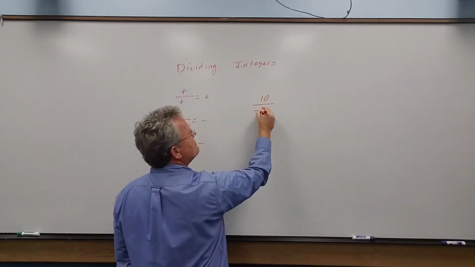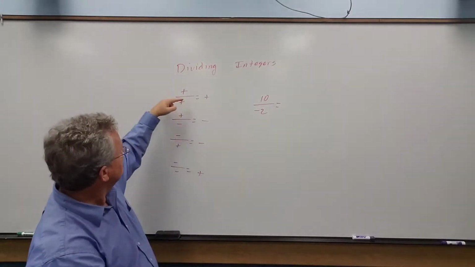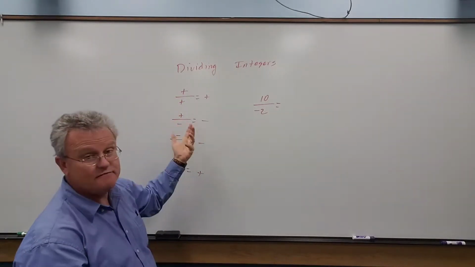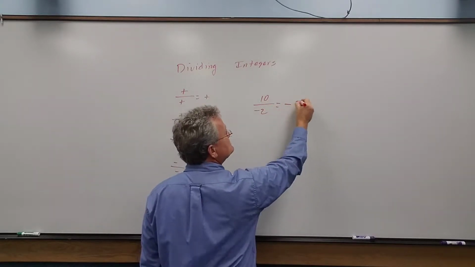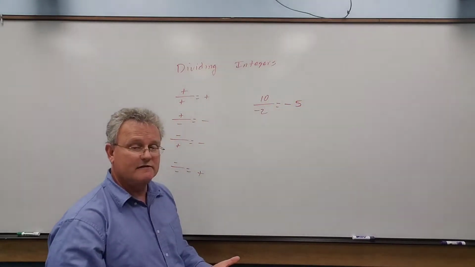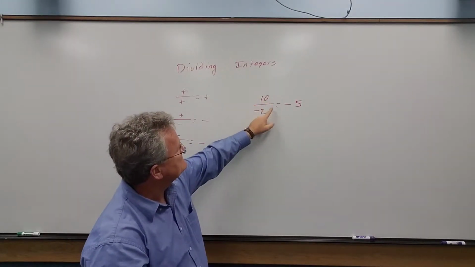So, for example, we could just evaluate this using our rule. A positive over a negative, the answer is negative, and 10 divided by 2 is 5. So the answer is negative 5. But why? Well, the reason why is this.